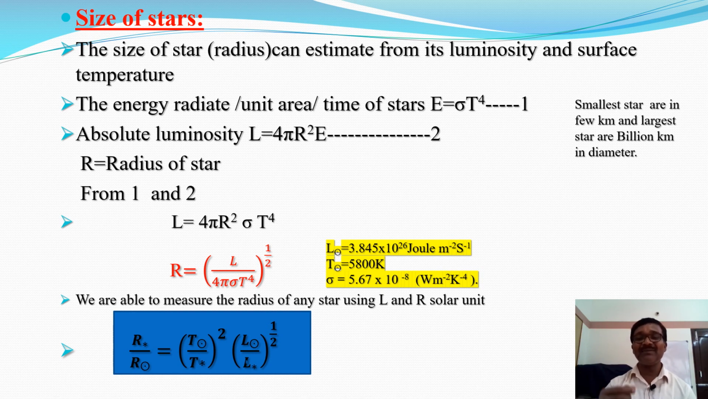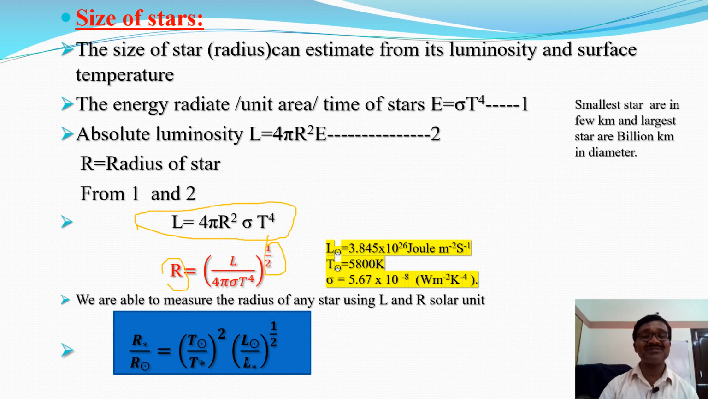That means our aim is to find out r. From equations 1 and 2, we get L is equal to 4 pi r square sigma T raised to 4. Therefore, after simplification, r, the radius of the star, that means the size of the star, is equal to the square root of L by 4 pi sigma T raised to 4, where L is the absolute luminosity and T is the temperature.